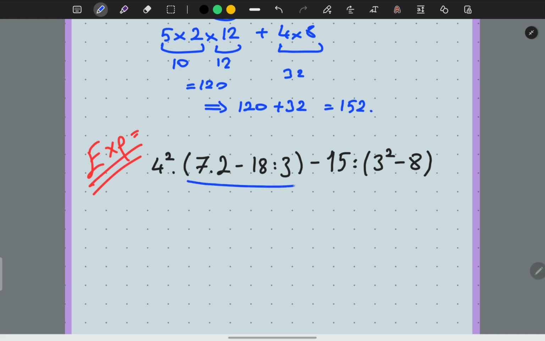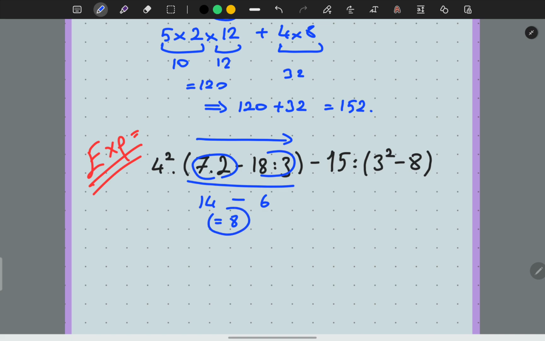You see, for this parenthesis we have 7 times 2 and 18 divided by 3. So these both have the same priority because they are division and multiplication. So we go from left to right. 7 times 2 makes 14, and 18 divided by 3 makes 6. And we write this equation again with obtained numbers. We have 14 minus 6, which makes 8. So we solved this parenthesis and we obtained 8.